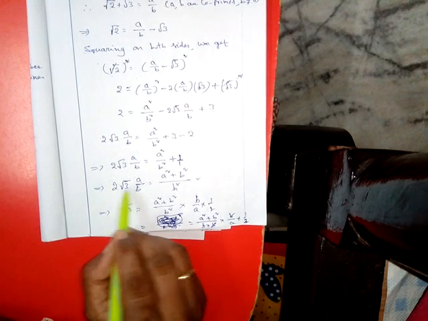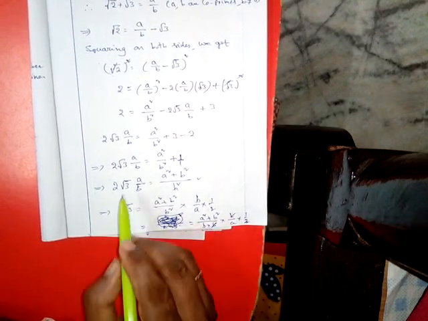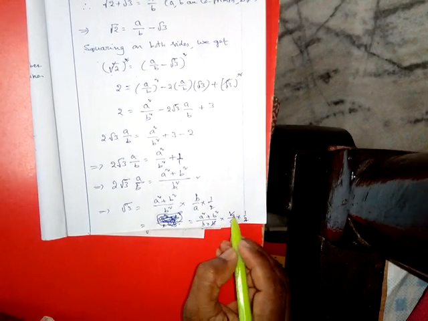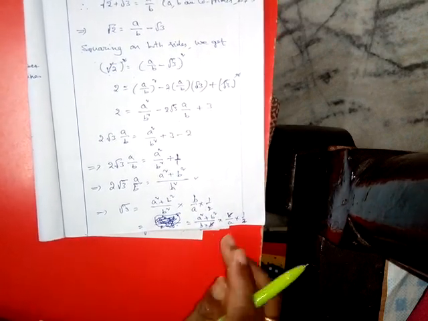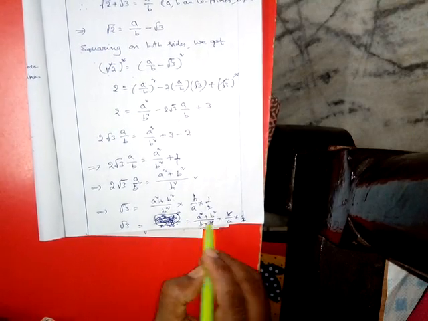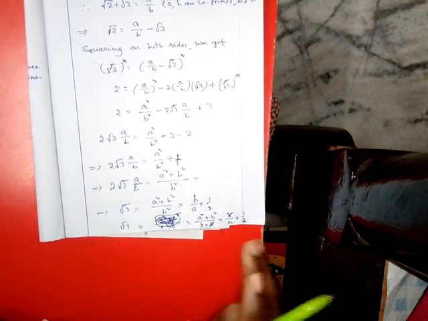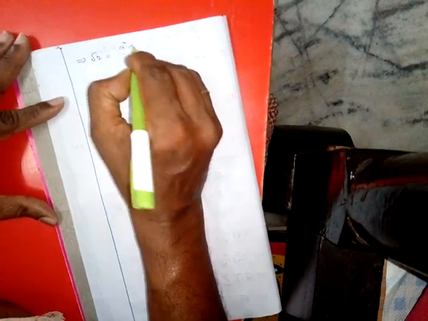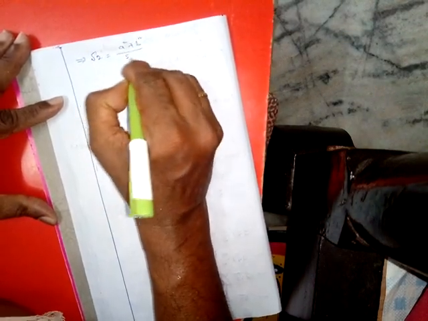So send this 2 into a by b to the right side. Then 2 becomes 1 by 2 and a by b becomes b by a. In this, b and b cancel. So what is the root 3 value? Root 3 is equal to a square plus b square by 2ab. That implies root 2 is equal to a square plus b square by 2ab.